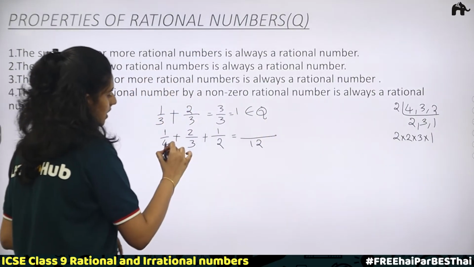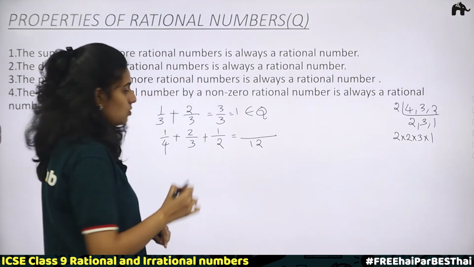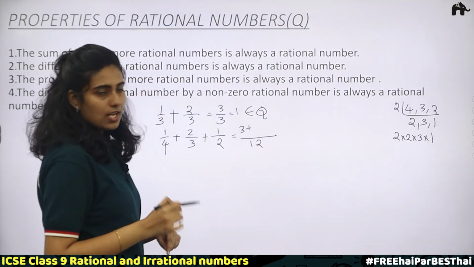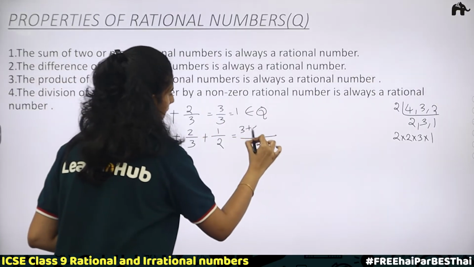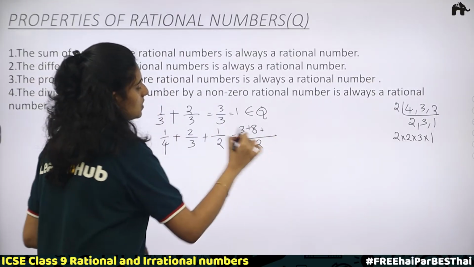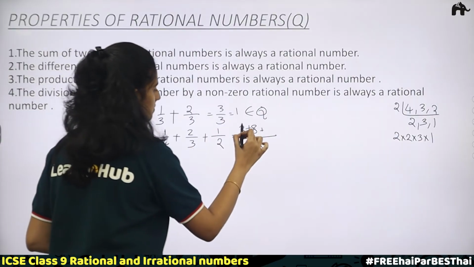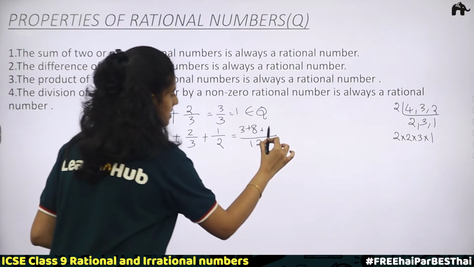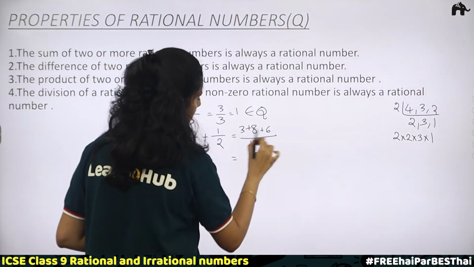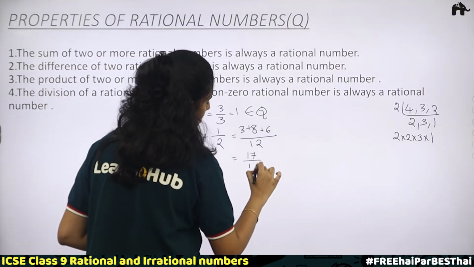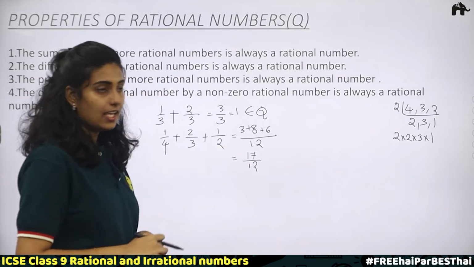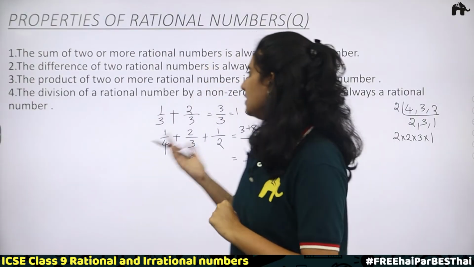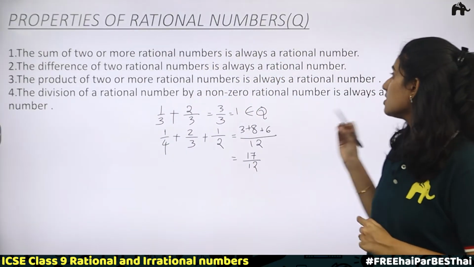Numerator, here we have 4. 4 into 3 is 12. So 3 into 1, 3, plus 3 into 4 is 12. 4 into 2, 8, plus 2 into 6 is 12. 12 into 1. 2 into 6 is 12. 6 into 1, 6. So you will be getting 17 divided by 12. 17 by 12 is again a rational number. Okay. Next, second one, similarly, the difference of two rational numbers is always a rational number.